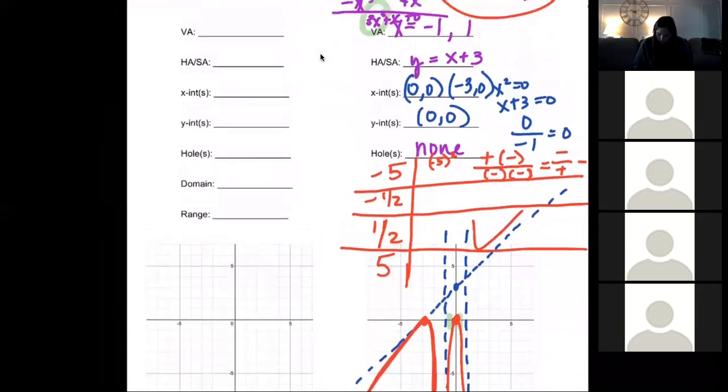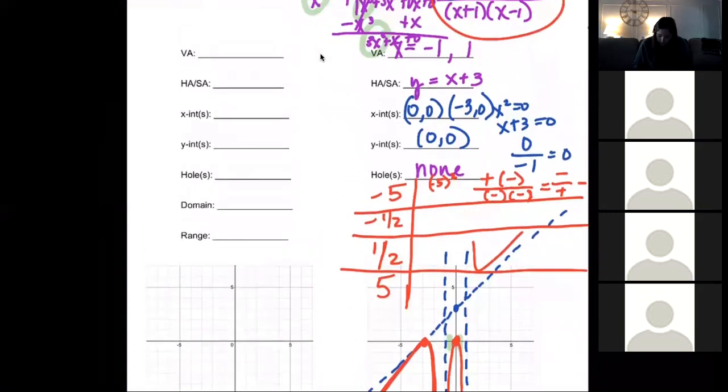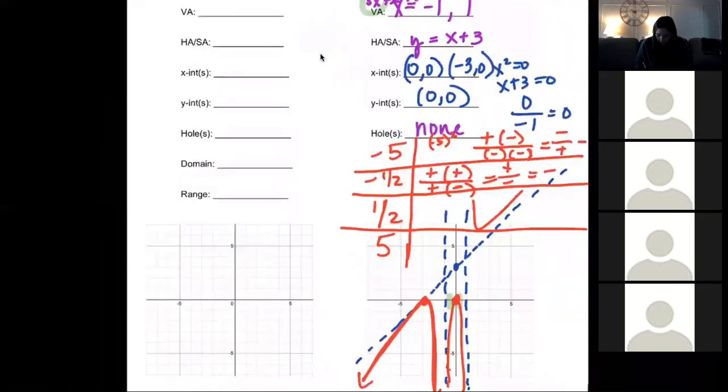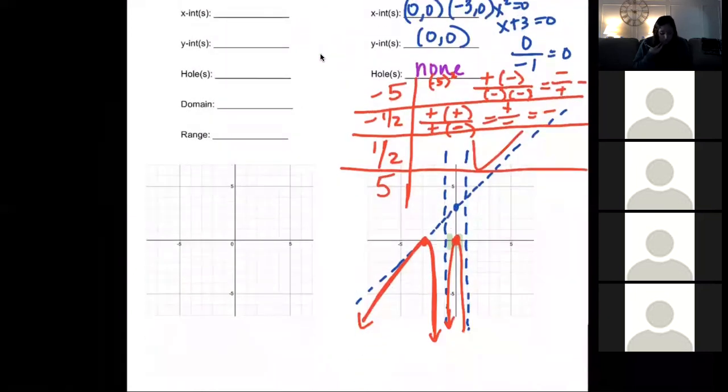Then I plug in -1/2. So if I plug in -1/2, I would get a positive number if I did -1/2 squared, and a positive number if I did -1/2 plus 3, over -1/2 plus 1 would give me a positive number, and -1/2 minus 1 would give me a negative number. So then overall, I would have a positive over a negative, which would also give me a negative number. Interesting. So I guess they're both pointing down.